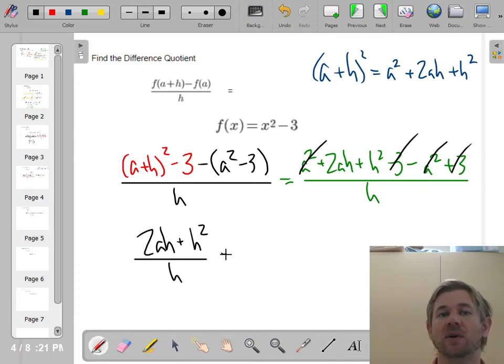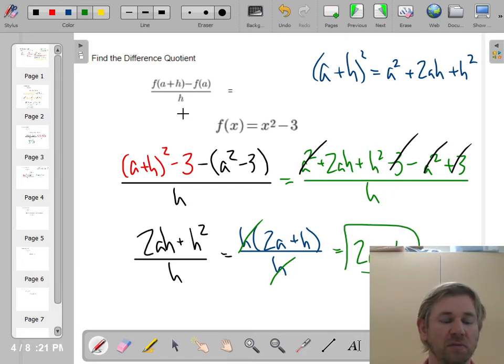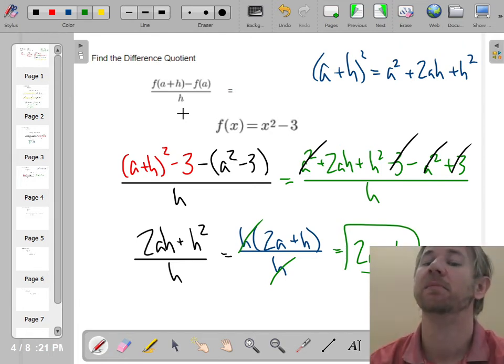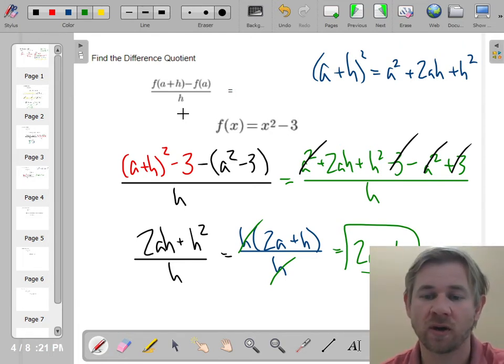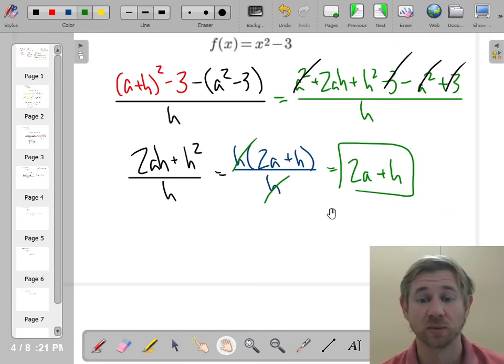And now again, I'm going to factor the GCF in the numerator, which is an h. And I will have 2a plus h over h. These cancel out, and you end up with 2a plus h. So the difference quotient is 2a plus h. It's just a long algebra problem, but there's a lot of conceptual stuff going on here. You need to be able to get through the algebra to get to the conceptual stuff.